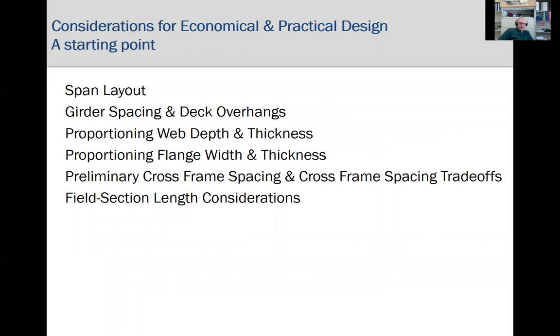So let's now review some basic guidelines to help you achieve a more suitable initial trial girder design for that initial input into Simon. In the interest of time, we will focus here on I-girder design only and on straight girder bridges with limited skews. We will look at how to determine initial design for input into Simon by looking at span layout, girder spacing and deck overhangs, web depth and thickness, cross frame spacing, and field section length considerations.